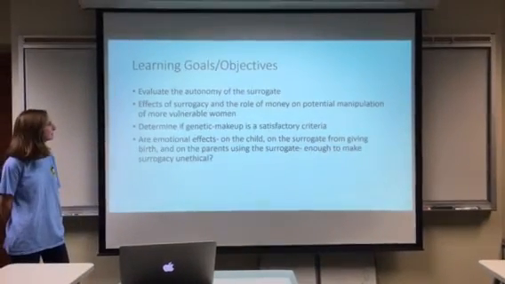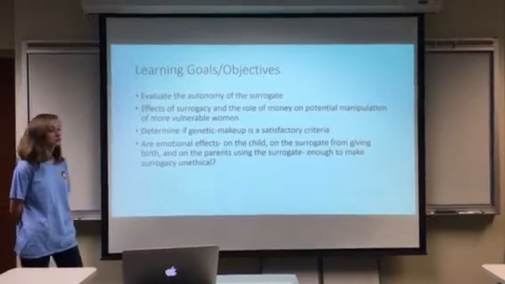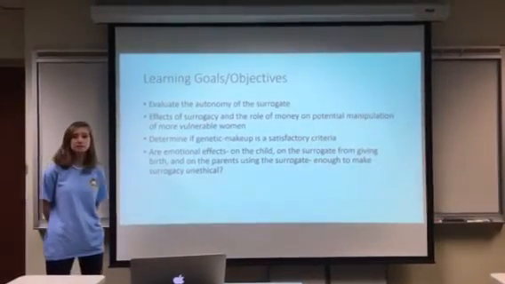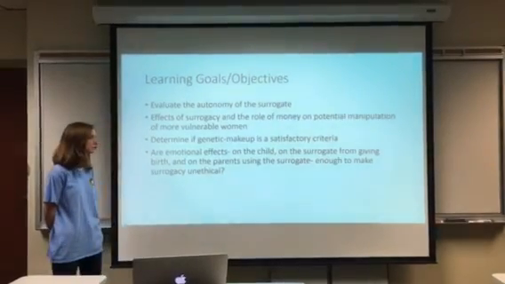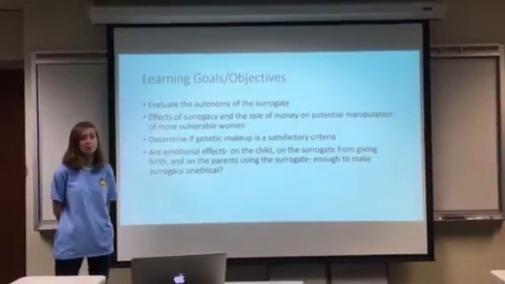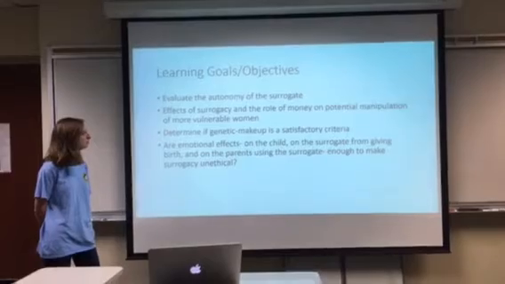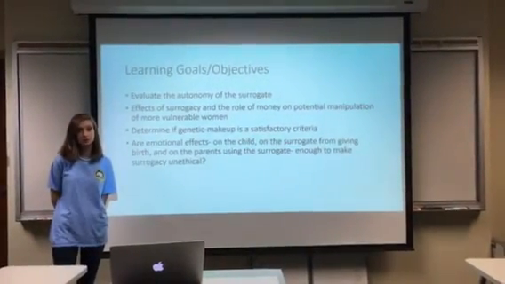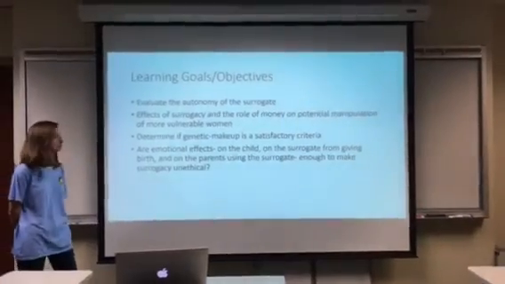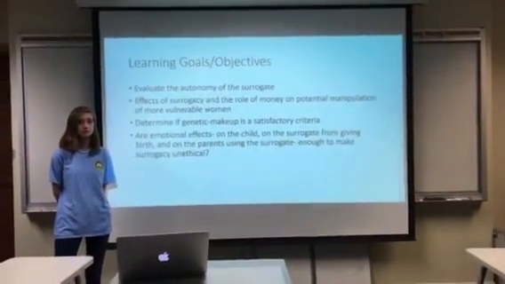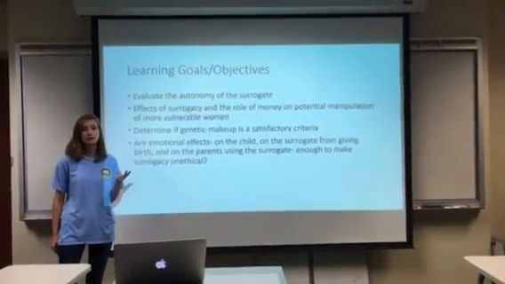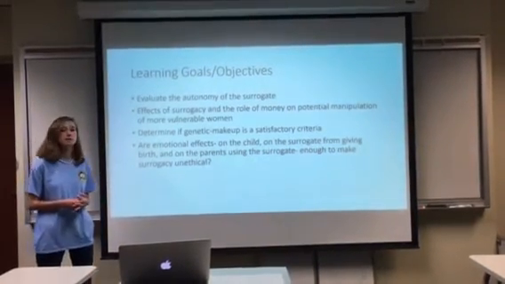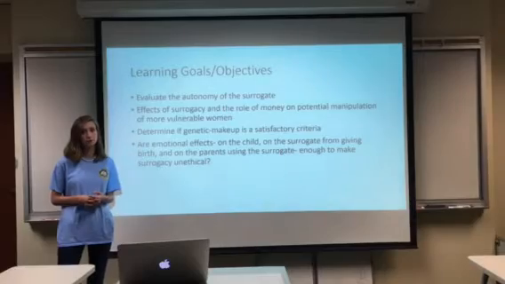Our learning goals and objectives are to evaluate the autonomy of the surrogate. Secondly, to look at the effects of surrogacy and the role of money on potentially manipulating more vulnerable women. Thirdly, to determine if genetic makeup is a satisfactory criteria for using a surrogate. And finally, to determine if the emotional effects on the child, on the surrogate, and on the parents using the surrogate are satisfactory to make surrogacy unethical.